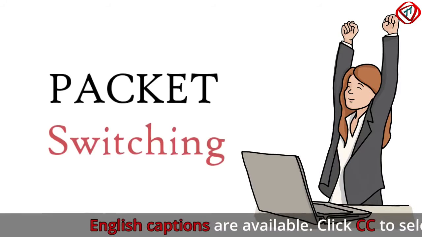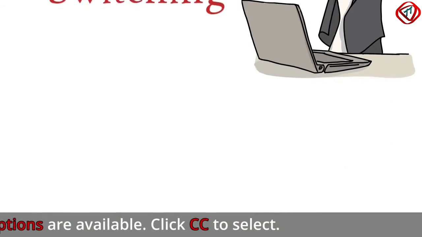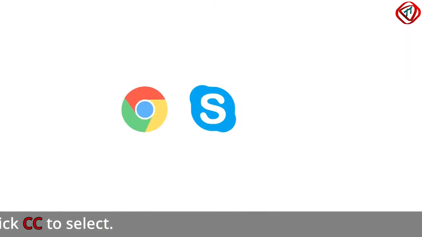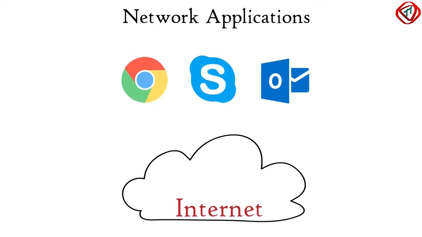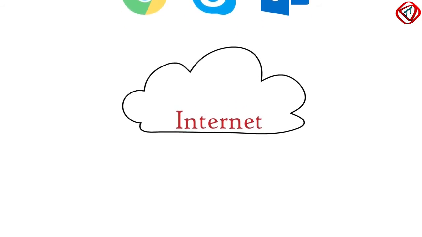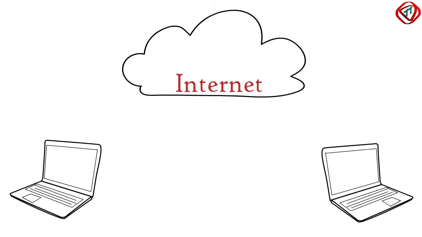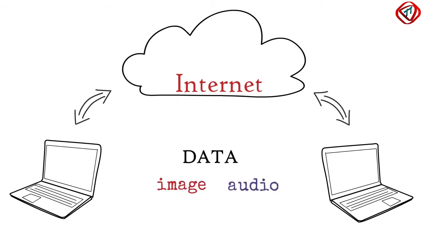What is packet switching? So let's start. The applications like Google Chrome, Skype, Outlook that need internet to function are called network applications. In a network application, the end systems or hosts need to send data to each other over the internet. The data can be an image, audio, video, or a text file.